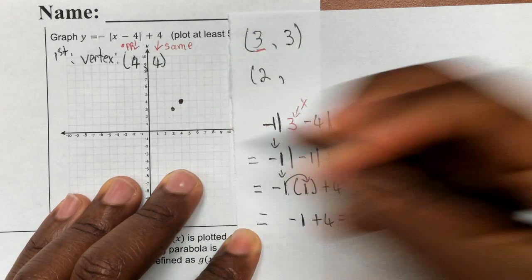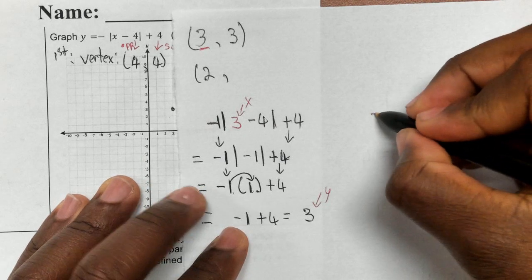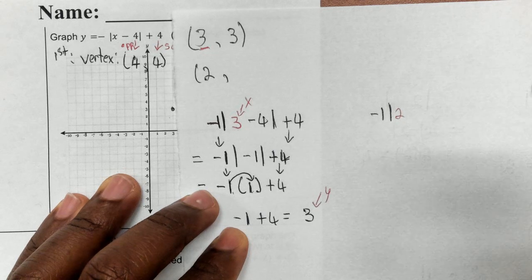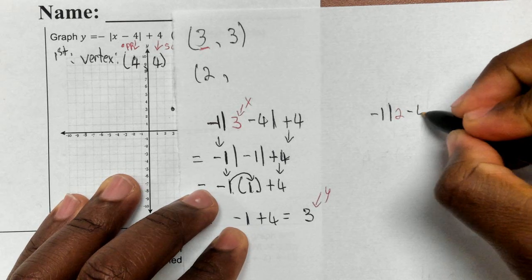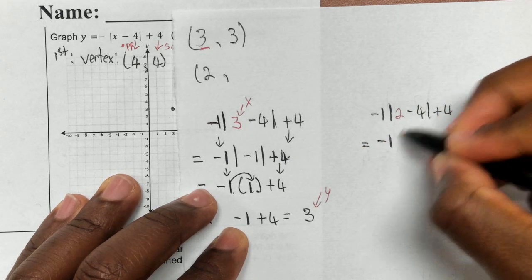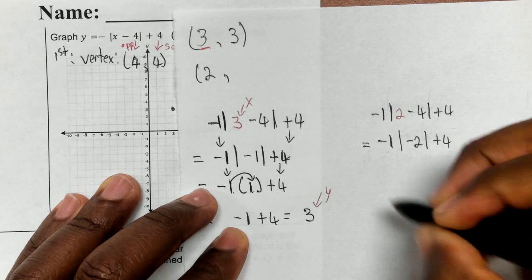All right. Now I'm going to plug in 2. I'm going to go a little faster for this one. All right. So I have negative 1, absolute value. Replace the x with 2. Rewrite my minus 4, absolute value plus 4. The negative 1, I bring it down. Calculate. I get negative 2. Bring down that plus 4.